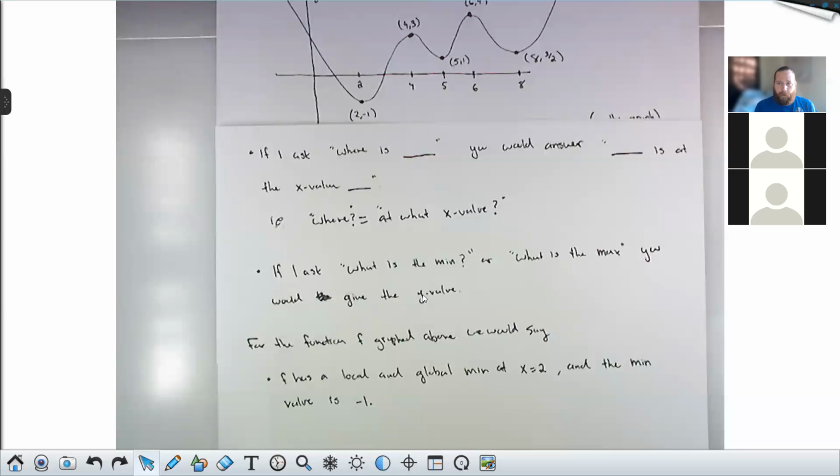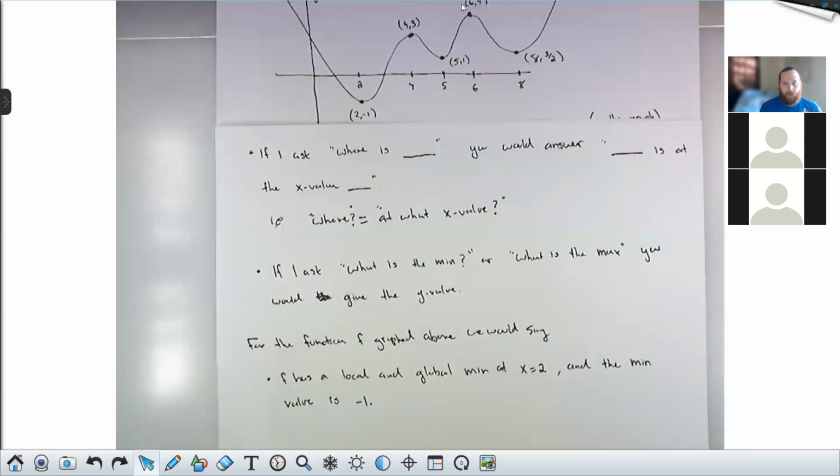It's just a vocabulary thing, but it is important, right? There are questions in the homework that will confuse you unless you're familiar with this standard. So anytime you're asked where is something, you should always give the x value, right? Not the ordered pair, definitely not the y value. Where is something always means for what input or for what x value. If I ask you what is the min or what is the max, then you give the y value.